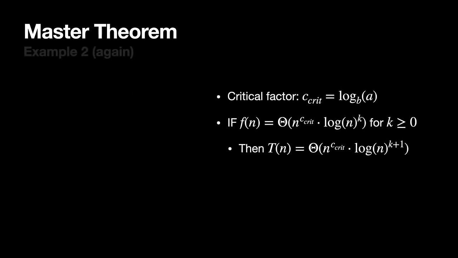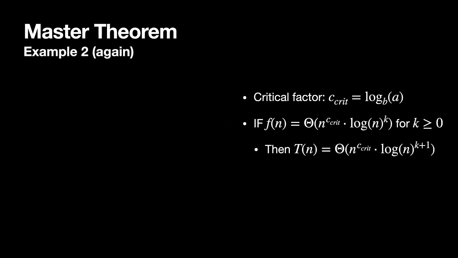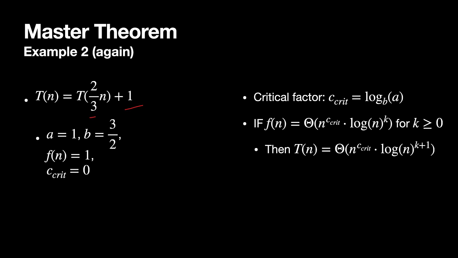Okay, so let's analyze our second example using the second case, and let's see if this is an appropriate fit. Just like before, we still have T(n) = T(2/3 n) + 1. We've already defined all of our factors: a equals 1, b equals 3/2, and our f(n) is 1. We had already identified our critical factor as 0. Let's try to fit this into the form we see over here on the right, and identify what our k would be if it fits this form correctly.